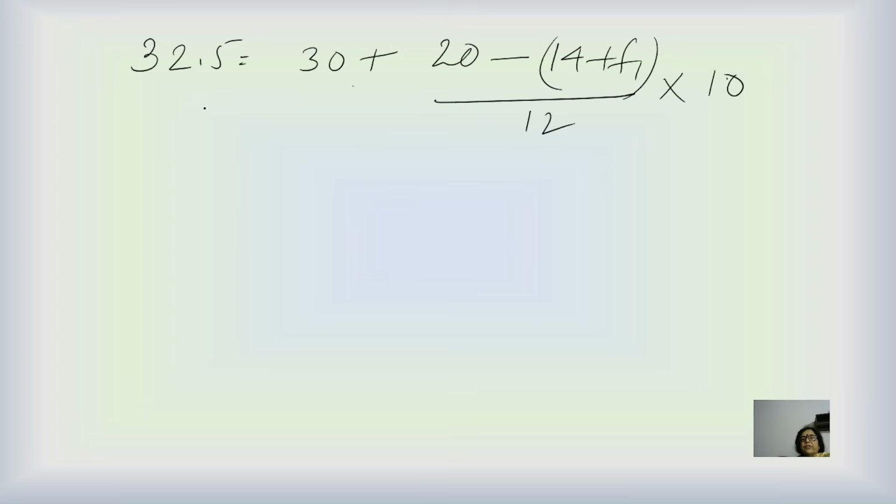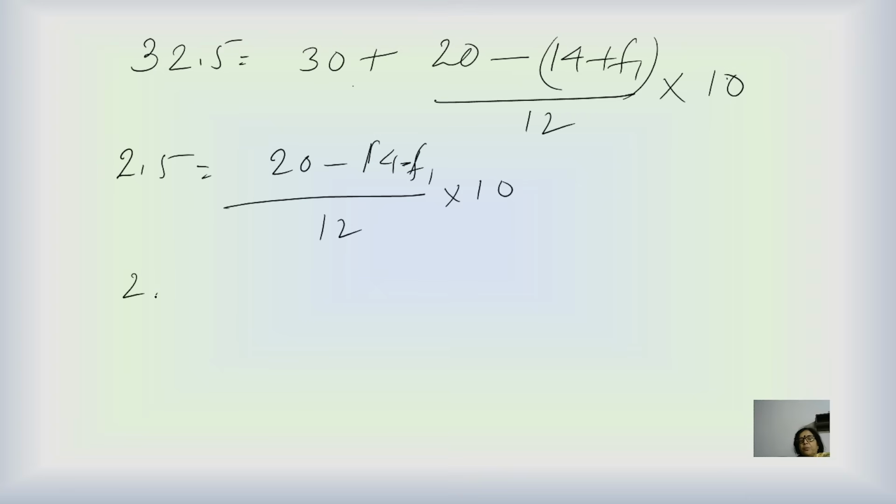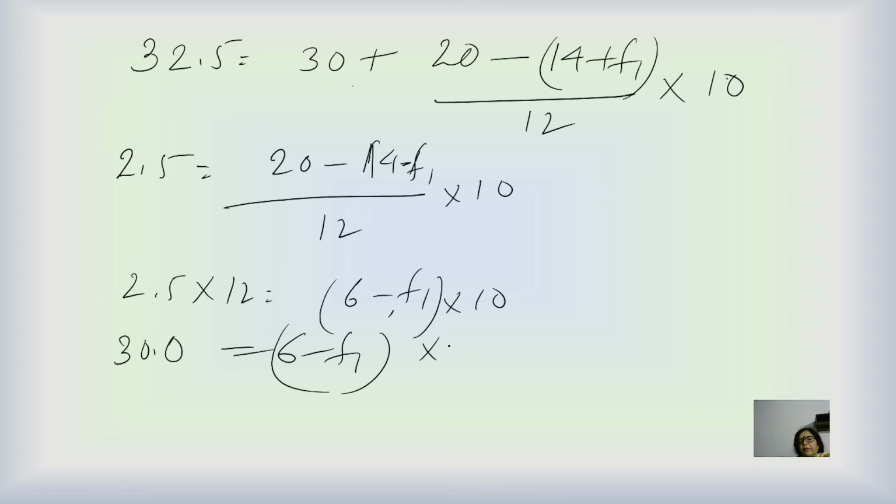Now what we do is transfer 30 to the left hand side. We get here 2.5 is equal to 20 minus 14. Now open up the bracket. So this will become minus f1 by 12 into 10. So this becomes 2.5 into 12 is equal to 6 minus f1, keeping this in bracket again, into 10. So 12 by 60, 12 2s are 24, 30. So we get here 30 is equal to 6 minus f1 into 10. So 6 minus f1 is equal to 3. So f1 is equal to 3.